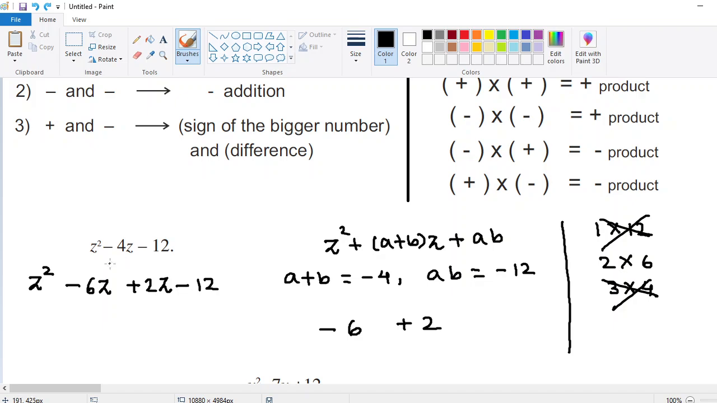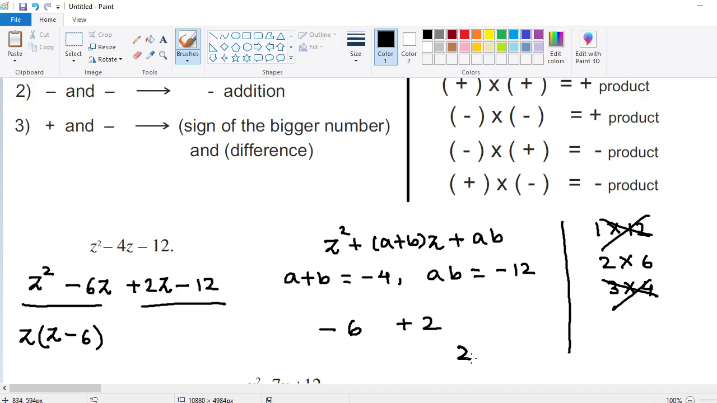So you are not allowed to change this polynomial. You can make changes in that polynomial by keeping the given polynomial same. Now if we simplify this, these are like terms, you will get minus 4z. Now we can make the groups, find out the common factors, and we will get two factors. Here z is common. After taking one z common, I have one z minus 6.